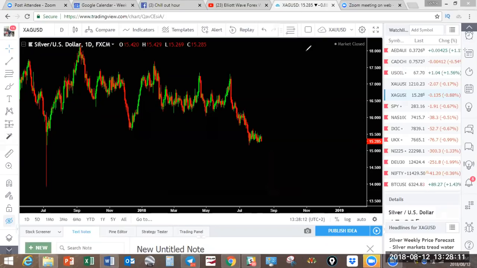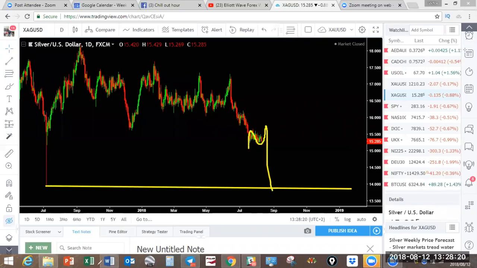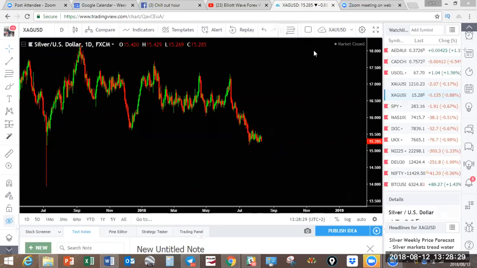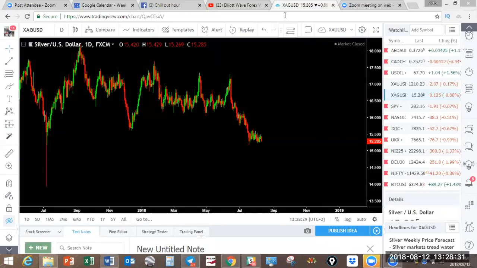Let's have a look here. This level here is a structural level on silver. You're getting a clear corrective structure here. Even if it pushes up here, the completion of this corrective structure will open silver for this level, around the 14 area.